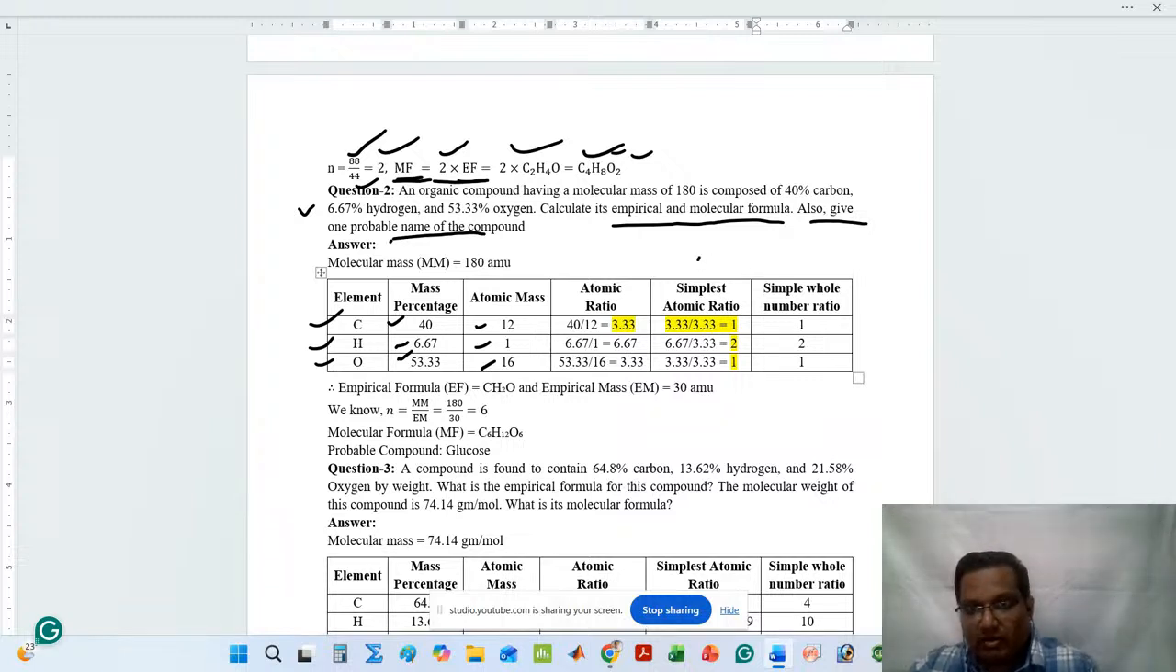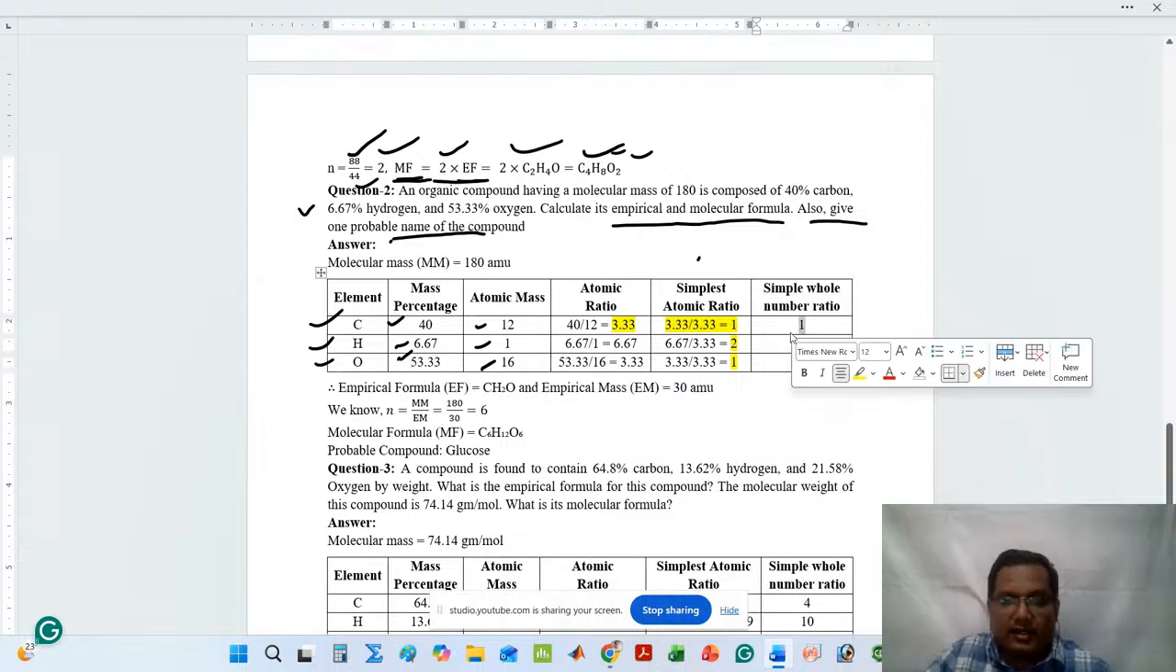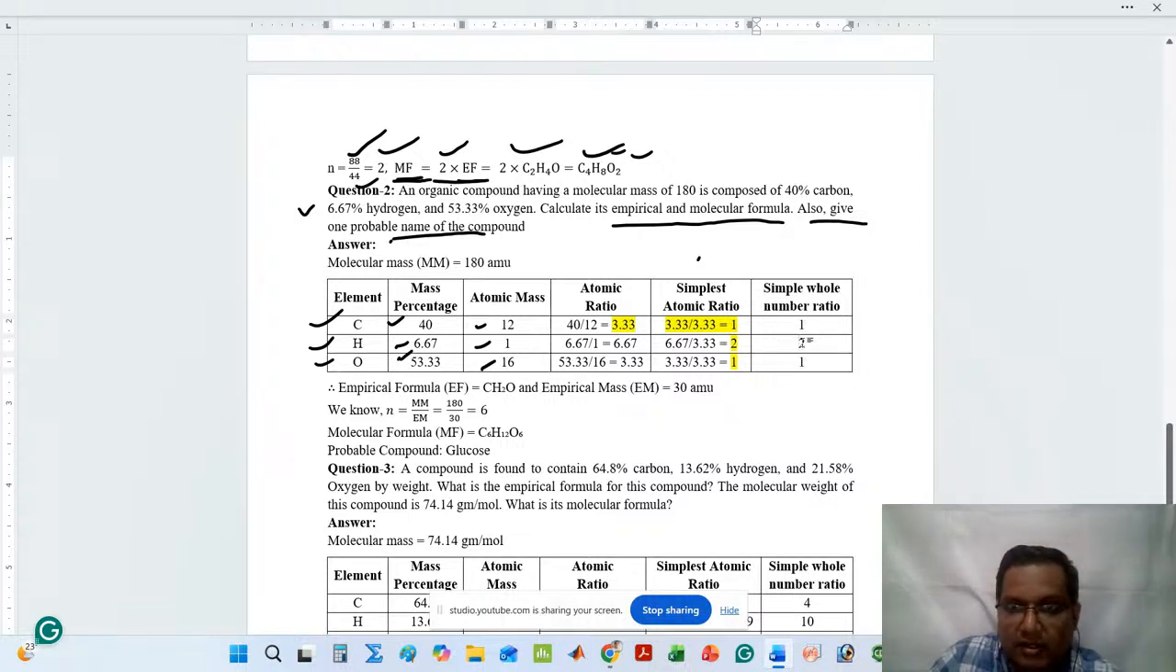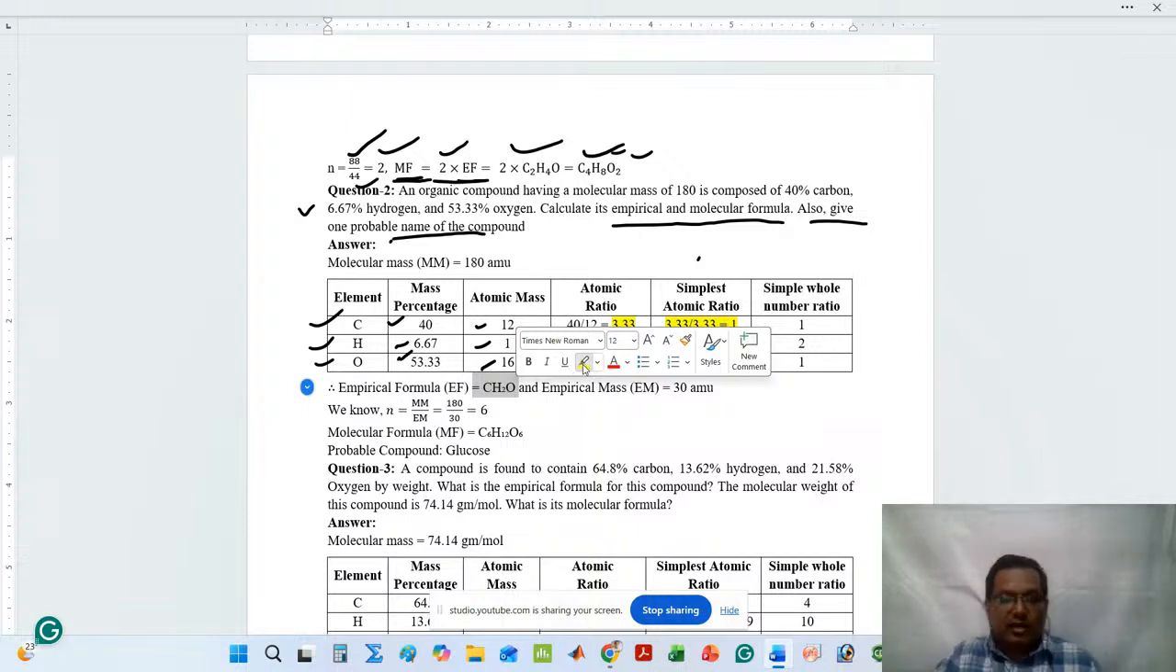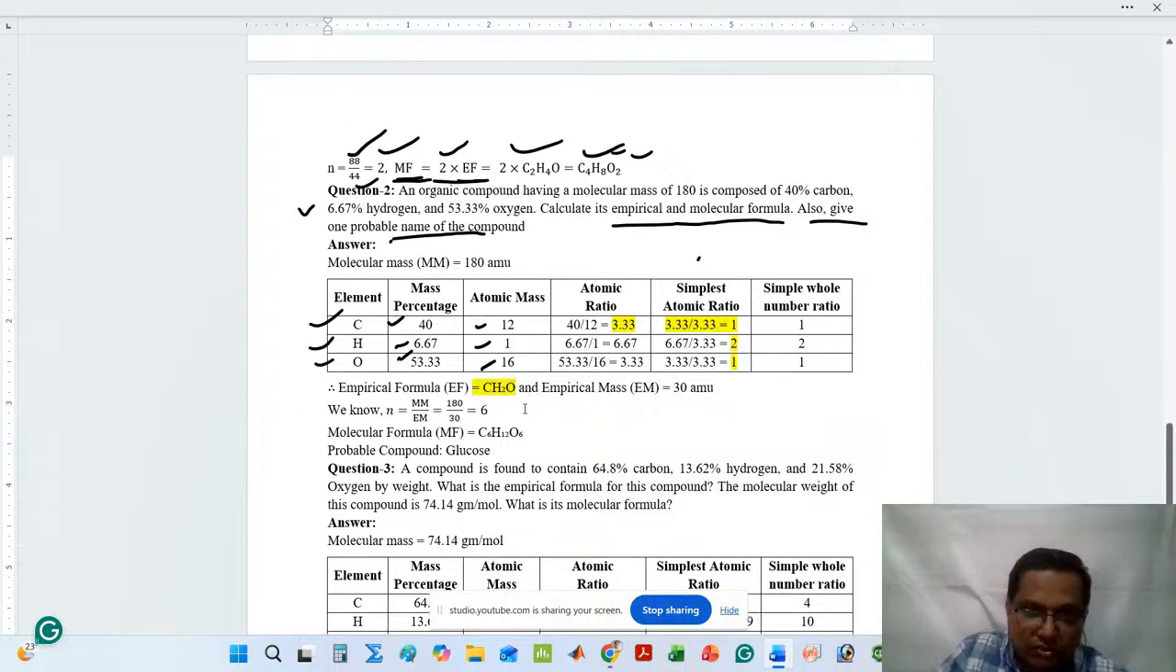This is for carbon, so here I can write C1. This is for hydrogen, so here I can write H2. This is for oxygen, here I can write O1. That means here I can write CH2O. So here you can conclude that the empirical formula is CH2O.